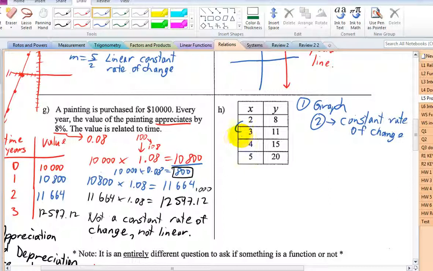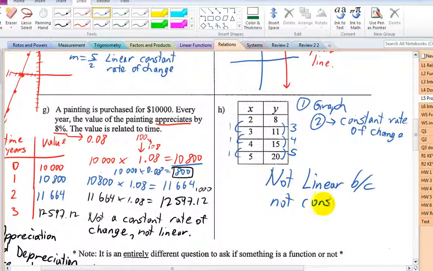So find the changes in your x values. That's super easy. They're only going up by 1. What's the change in your y values? Go up by 3, 4, 5. Ooh, that's weird now, isn't it? Is that a constant rate of change? Are they all the same? No. So this one is not linear. Okay. Because it's not constant rate of change.